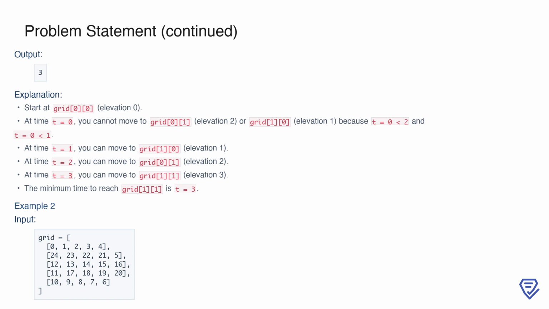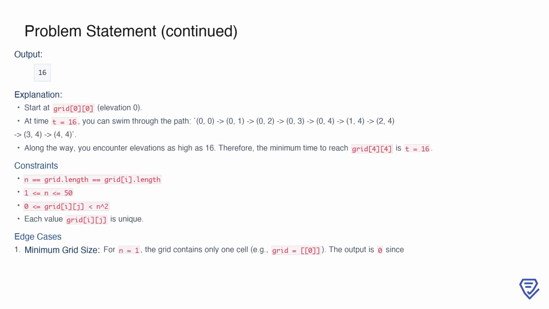Now let's look at a more complex example with a larger grid: [[0, 1, 2, 3, 4], [24, 23, 22, 21, 5], [12, 13, 14, 15, 16], [11, 17, 18, 19, 20], [10, 9, 8, 7, 6]]. In this case, the minimum time required is t equals 16. At this time, you can traverse the path from the top left to the bottom right corner by swimming through elevations as high as 16.